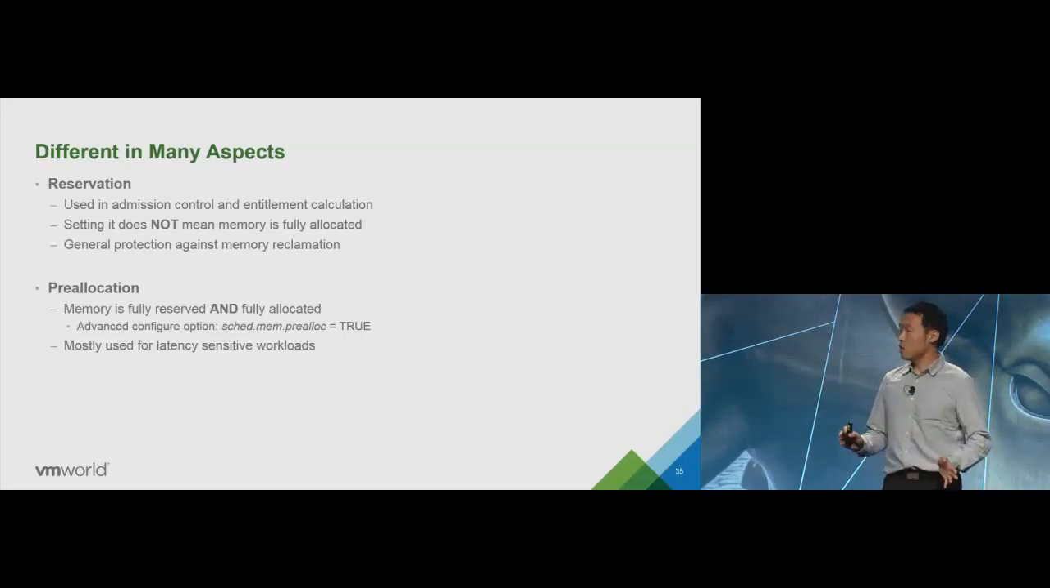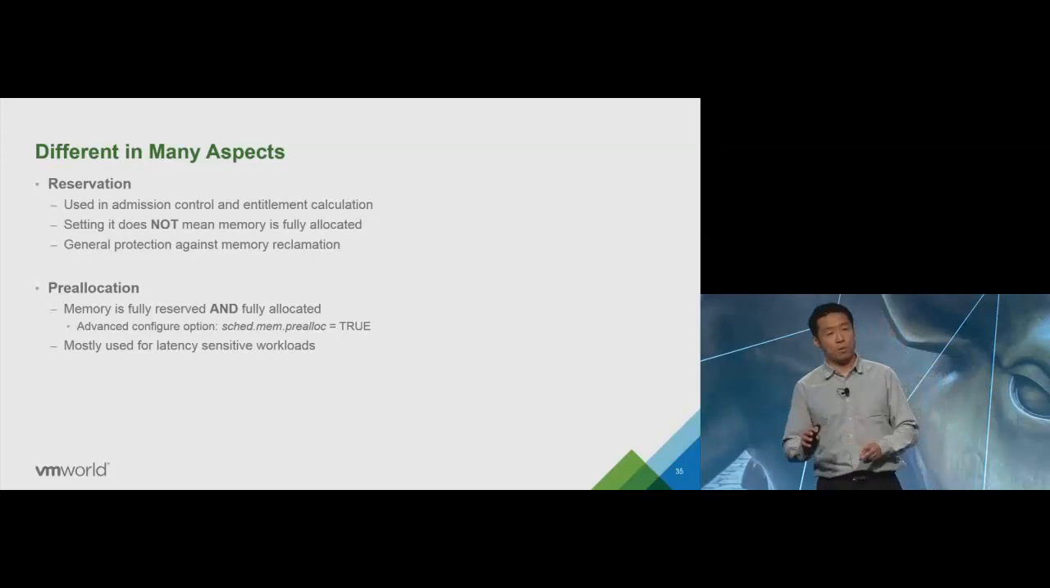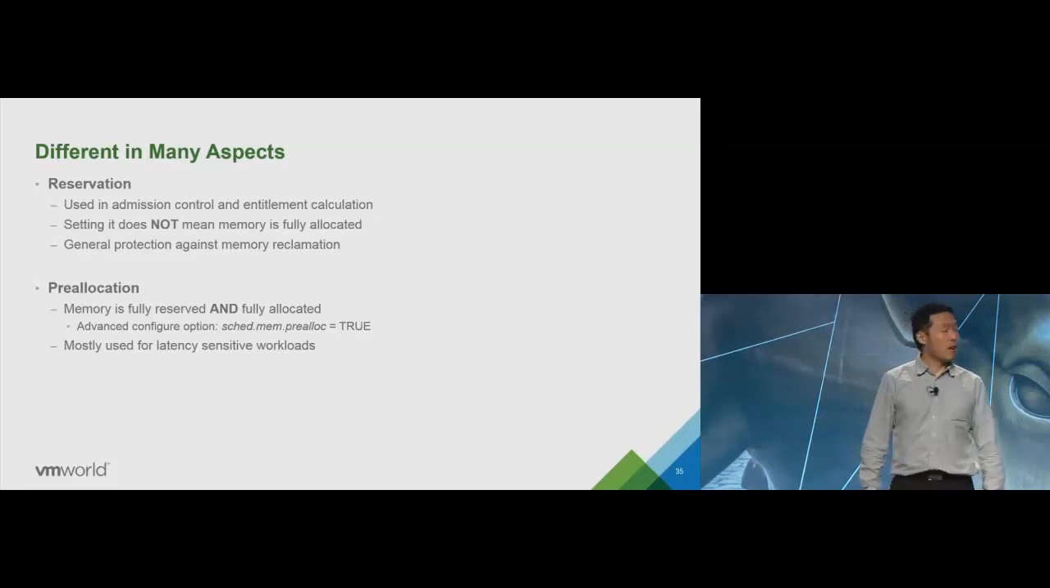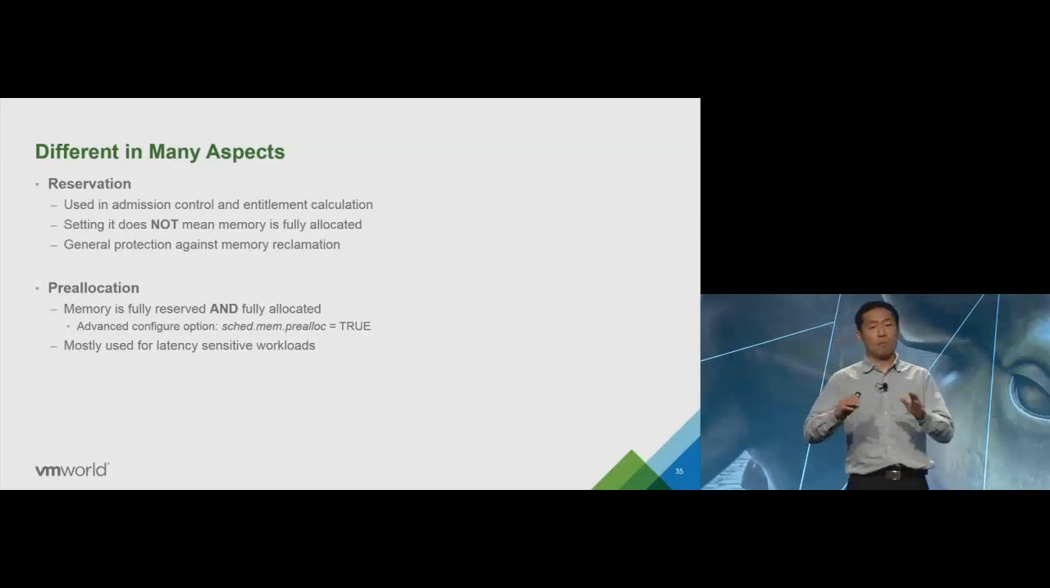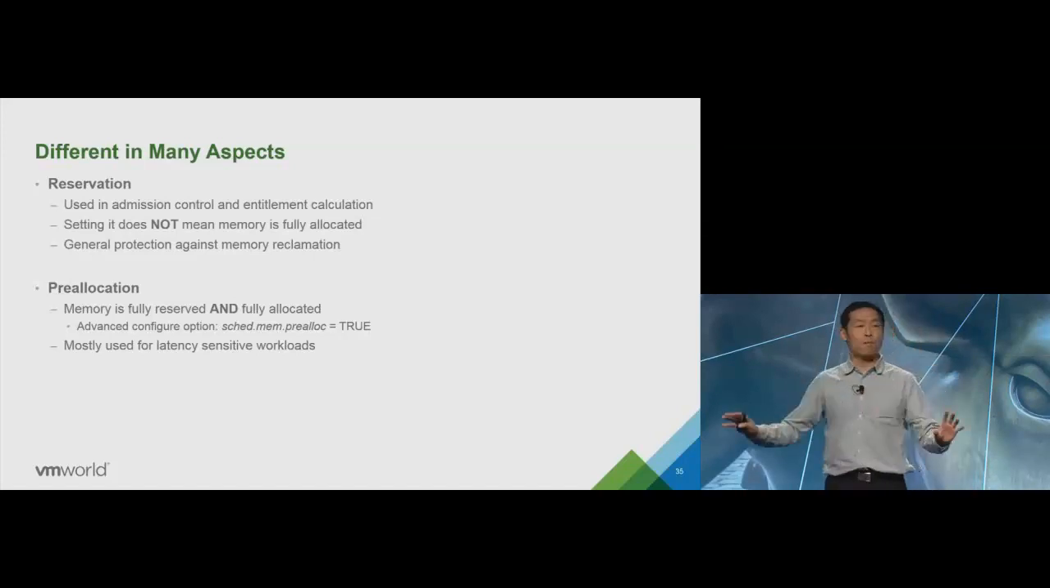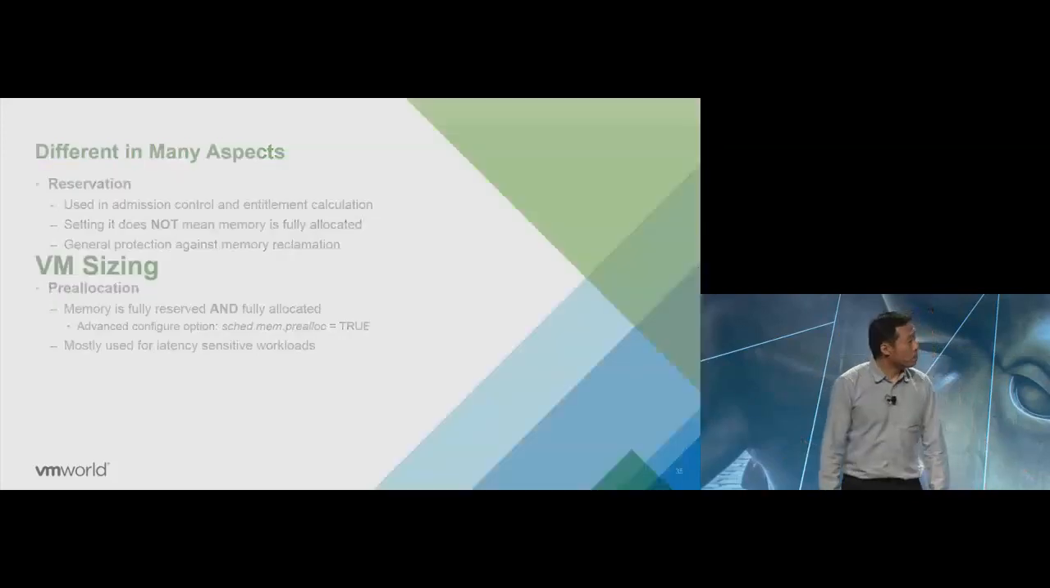Whereas pre-allocation is different. If the VM is given the pre-allocation option, the VM's memory is fully reserved and fully allocated after the VM is powered on. So this feature is mainly useful for latency sensitive workloads because some people are trying to completely avoid the overhead of memory allocation. Well, we should be very careful here because when you set pre-allocation for the VM, the hypervisor cannot reclaim any memory from such a VM because the memory is fully reserved. So if your VM is set to pre-allocate everything, but you just use a small portion of it, the rest of the memory is completely wasted. So, all right.